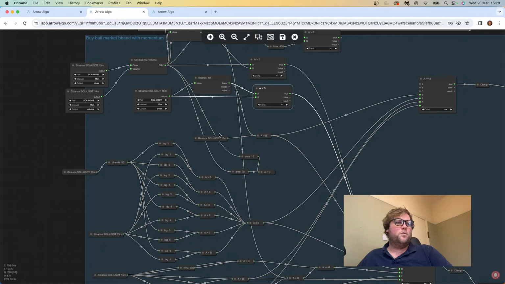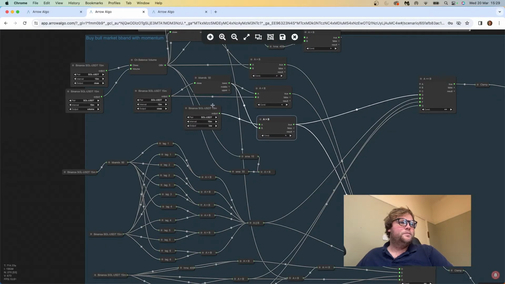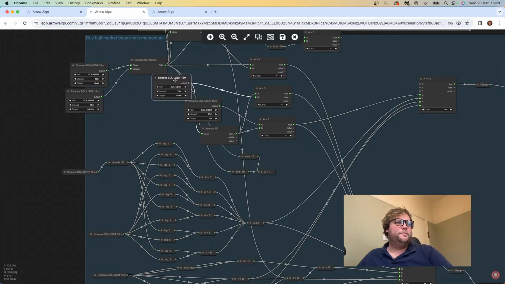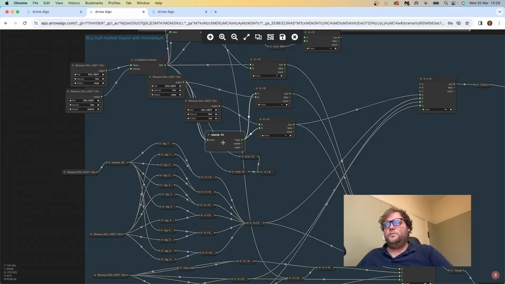So for the fourth rule, again we're looking at this low price. And we're checking whether the low price is higher than the lower band. So we've got the closing price here. And the low price.